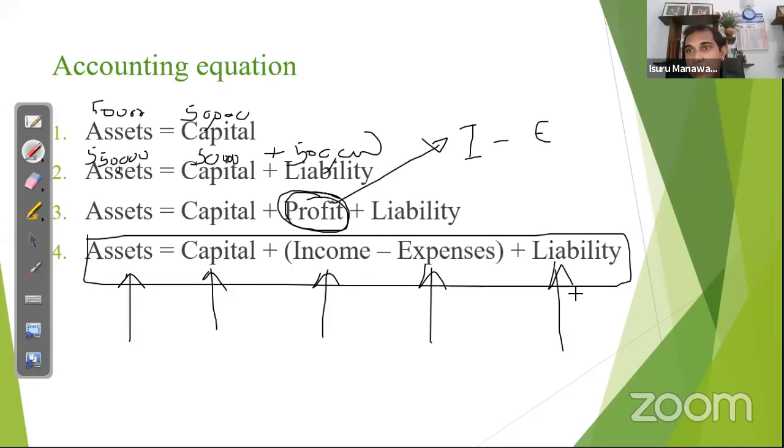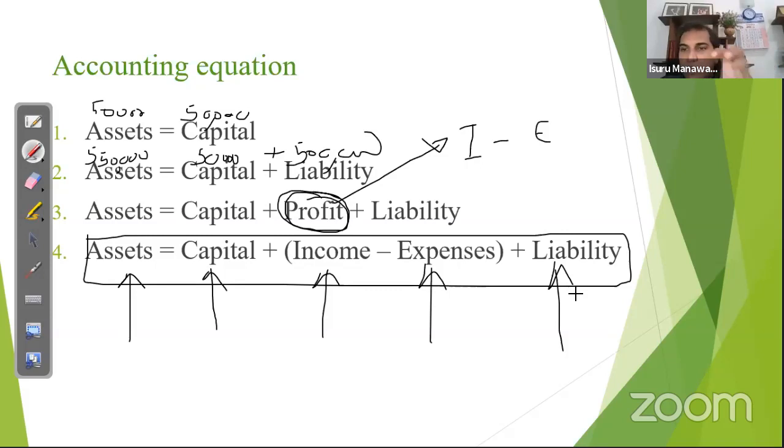Electricity expense, purchases, right? Then building rent, rates. So those are the examples of expenses. Liability already we have discussed, but I would like to mention a few more examples of liability.